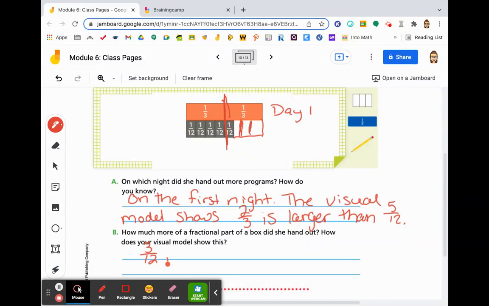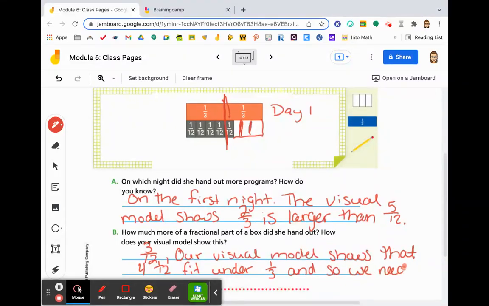And how does our visual model show this? Well, our visual model shows that 4 1/12 fit under 1/3, and so we need 3 more to complete the model.